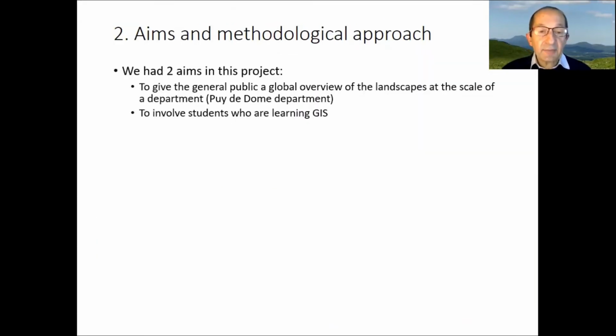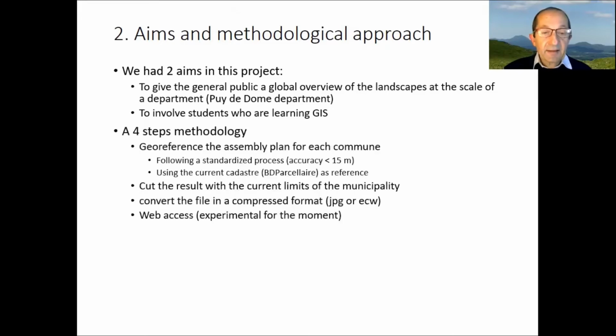So we had two aims for this project. First was to give the general public a global overview of the landscape at the scale of the department. And the second was to involve students who are learning GIS. And so we adopted a four-step methodology.